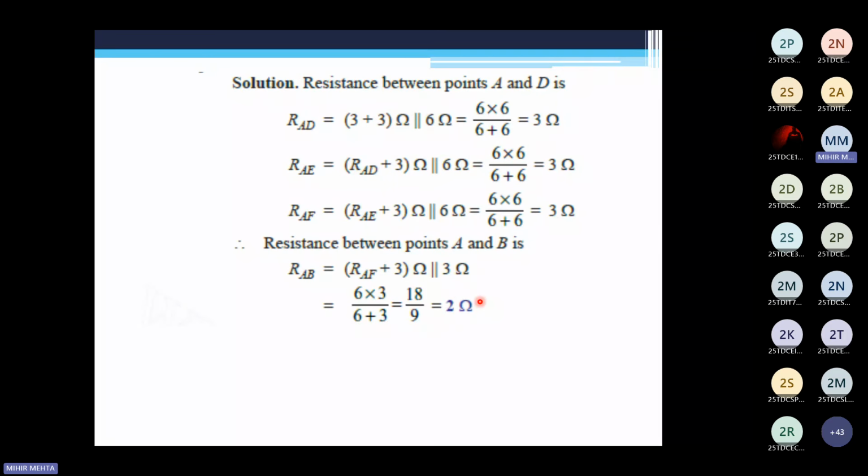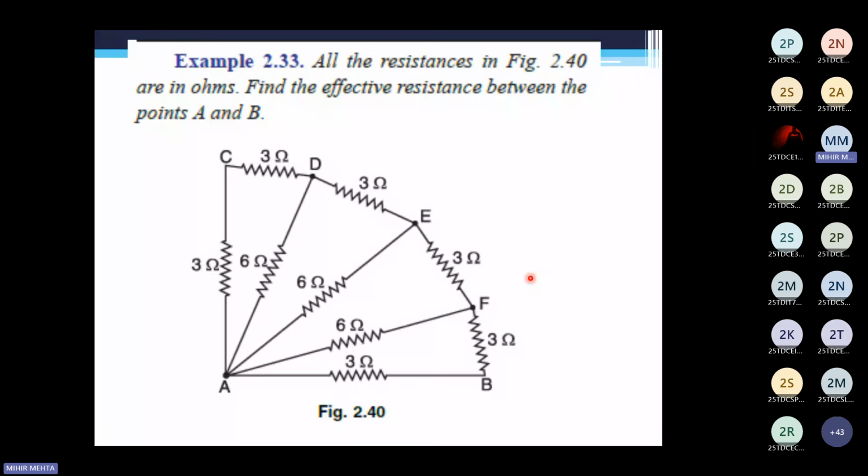So again, I would like you to take a snapshot of this and try to solve this particular numerical so that you have a clear view of how you can solve such type of questions.